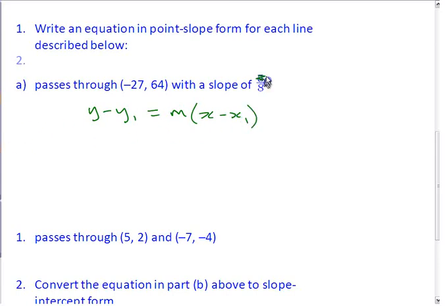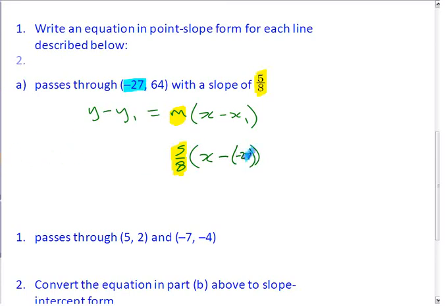You know the slope. That's the slope, so put that in: 5/8. And x, you just leave as x because that's the variable in this situation. You want x1 is minus 27. Right, that's this.